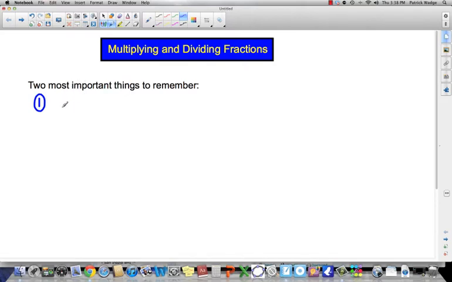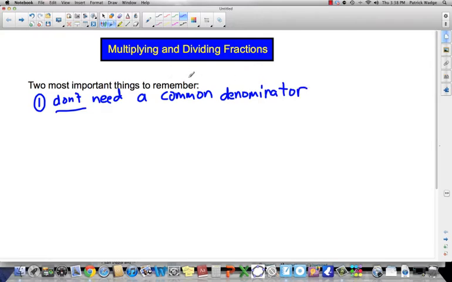In adding and subtracting, point number one was that you need a common denominator. For multiplying and dividing fractions, you don't need a common denominator. Now, if you do get a common denominator, you can still get the right answer. But in my experience, most people who get common denominators when they multiply and divide don't end up with the right answer. The reason is you end up with big numbers that are hard to multiply and hard to simplify into lowest terms. So don't get common denominators when multiplying and dividing fractions, unless they already are common denominators, but don't change them.